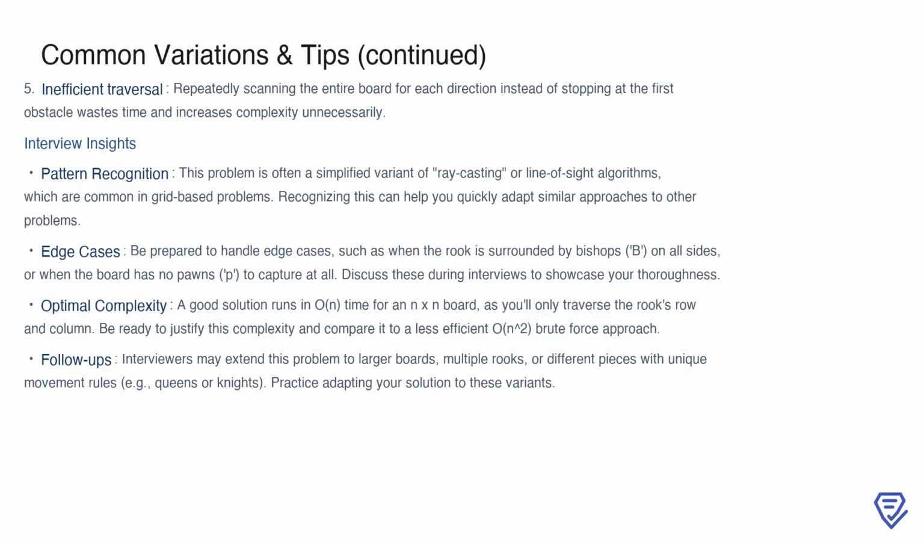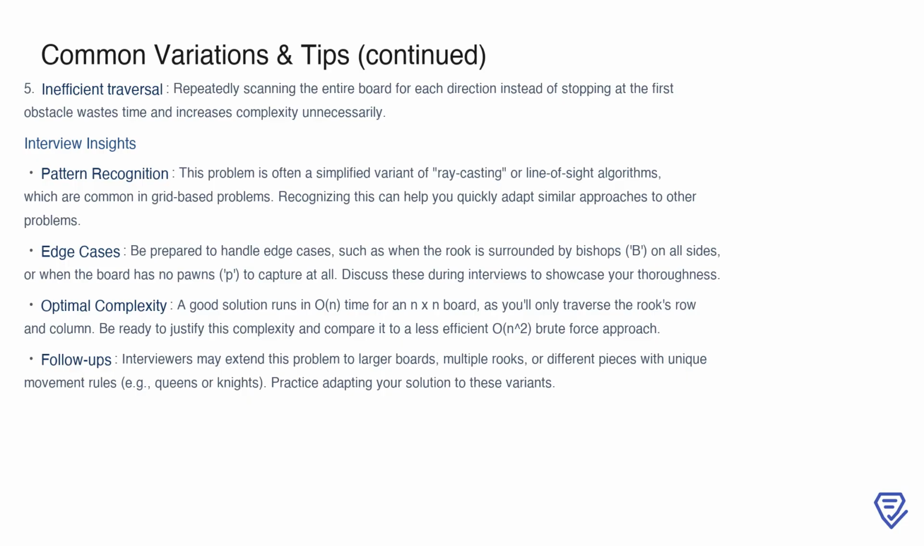Now, when it comes to interviews, this problem is a great opportunity to demonstrate pattern recognition. It draws on principles similar to raycasting or line-of-sight algorithms that frequently appear in grid-based problems. Be sure to discuss edge cases, like when the rook is completely surrounded by bishops or when there are no pawns on the board to capture. This shows you're thinking critically about the problem. In terms of complexity, an optimal solution should run in O(n) time for an n by n board, as you only need to traverse the rook's row and column. Be prepared to explain why this is more efficient than an O(n²) brute force approach.